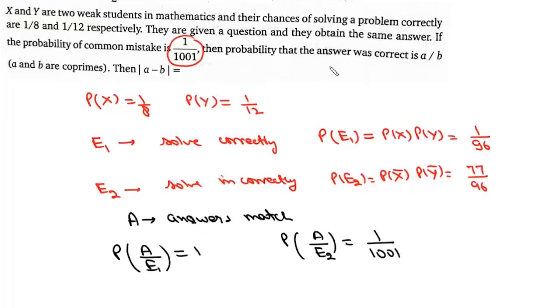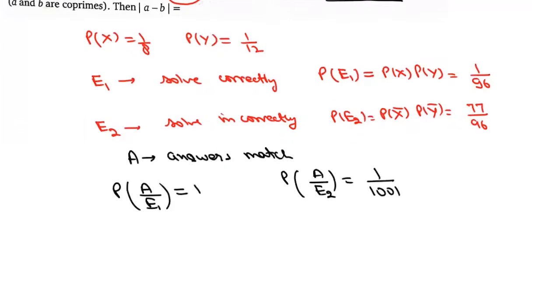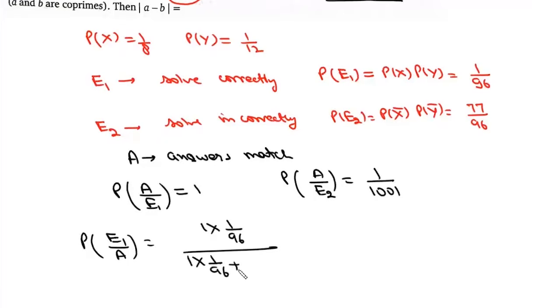Now we need to find the probability that their answer was correct, given that they obtained the same answer. So basically it's a problem of Bayes theorem. We have to find the probability that their answer was correct, given that they have a common answer. So we'll take this case in the numerator. It will be 1 into 1 by 96 upon 1 into 1 by 96 plus 77 by 96 into 1 upon 1001. Now this 96 will cancel.